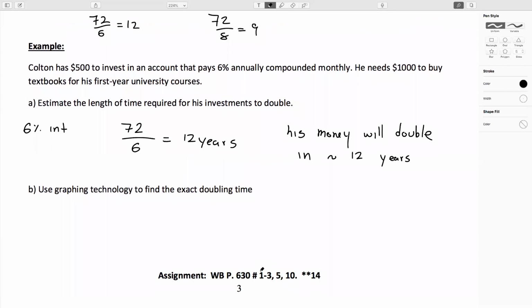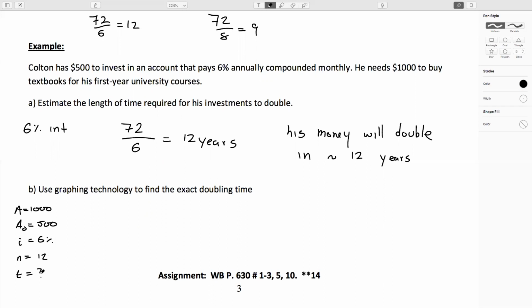So let's talk about how to actually find the exact time. And this is tricky, and this is technically something that you won't be able to do by hand precisely until grade 12. But I'm going to show you a strategy. So let's put in what we know. We know A equals 1,000. We know A naught equals 500. We know I equals 6%, compounded monthly, so N equals 12. And we need to solve for T.